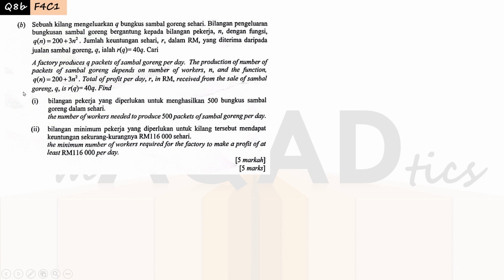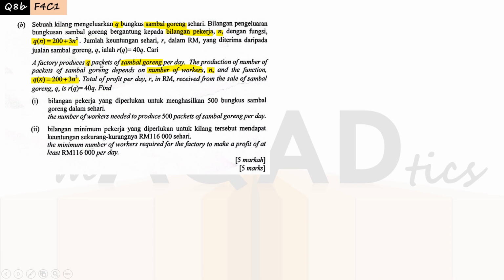For the next part of the question, it's a word problem, so let's go through the paragraph together and identify the unknowns. Okay, so the first sentence says this factory produces Q packets of sambal goreng. So Q is our first unknown. Then this production of the packets actually depends on the number of workers they have, right? So this is our second unknown, which is N. So these two unknowns can be related by this function.